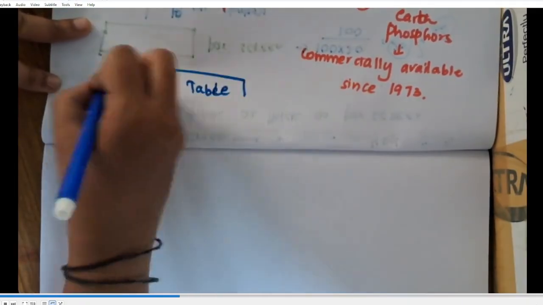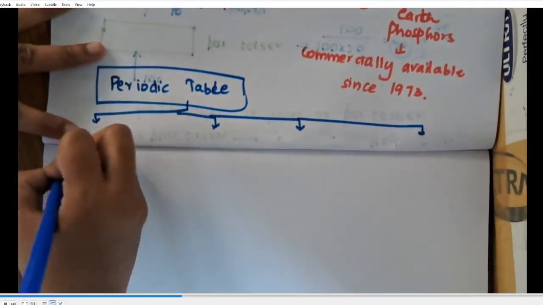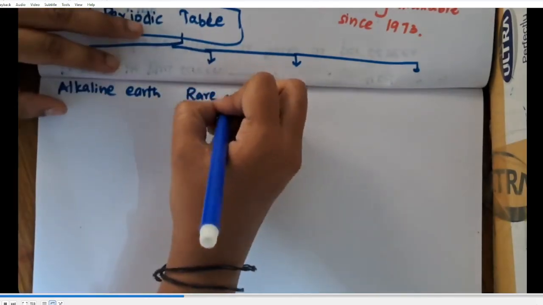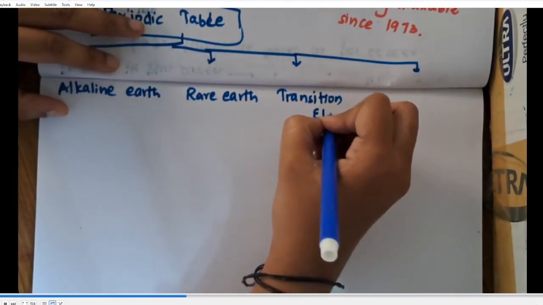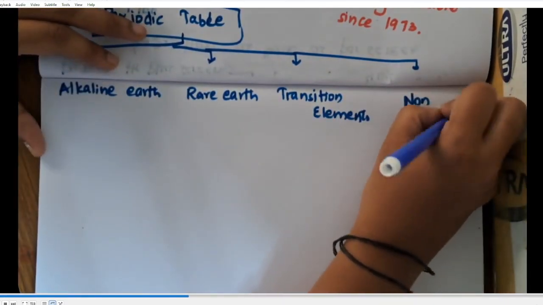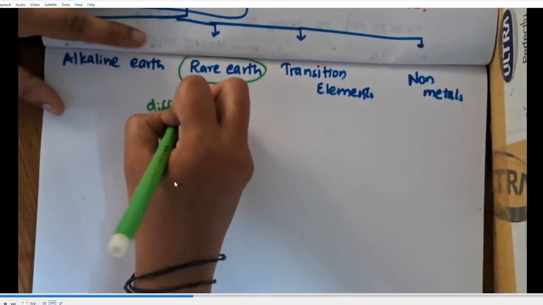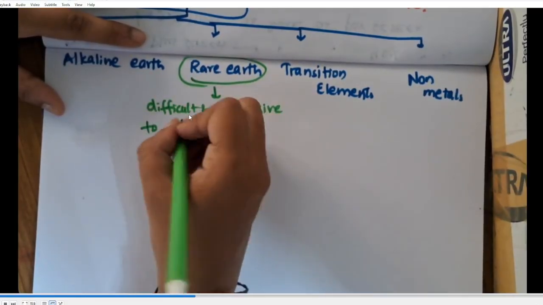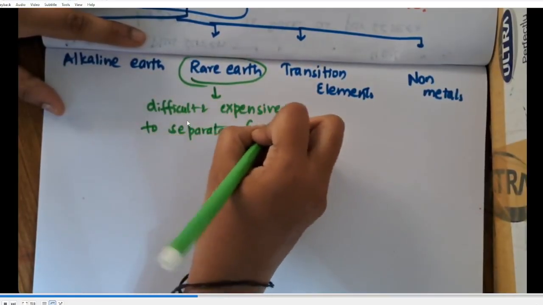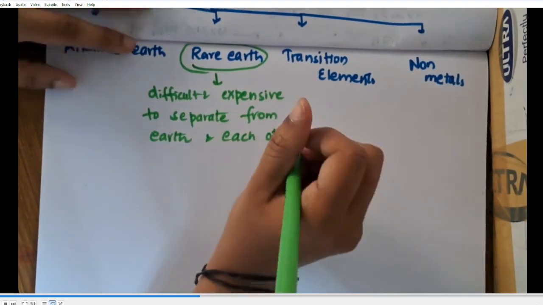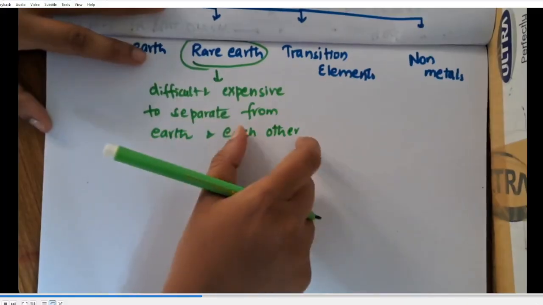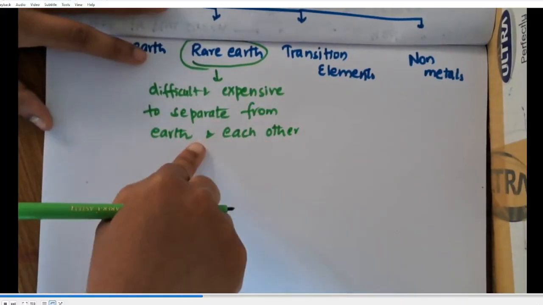Chemists divide the periodic table into four basic groups: alkaline earths, rare earth elements, transition elements, and non-metal elements. The rare earth elements are not scarce, but these elements are difficult and expensive to separate from the earth and from each other.